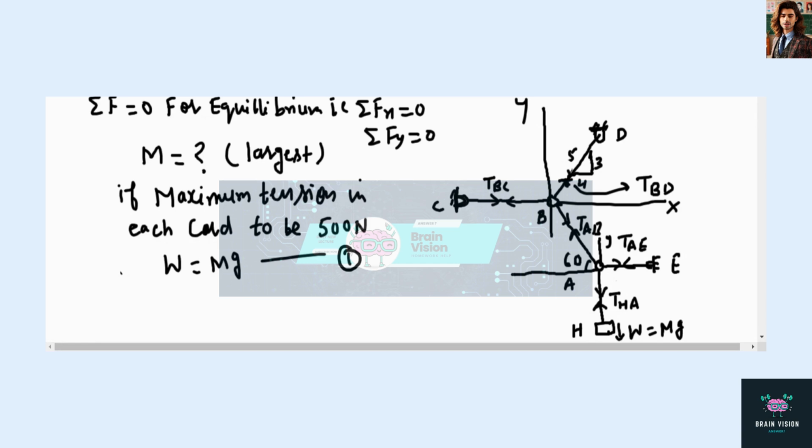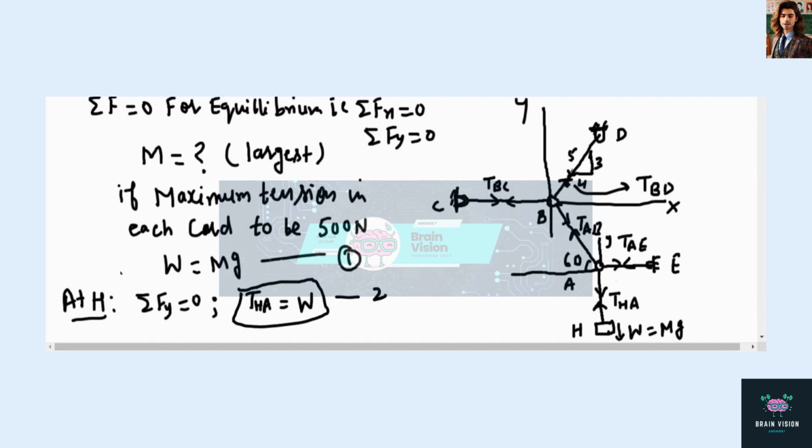Now apply equilibrium force at H point. So at H point, summation of Fy must be zero. That is tension in HA cord must be equal to weight. So this is one answer we will get.